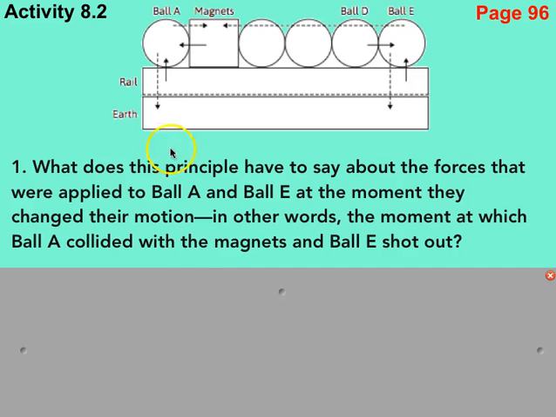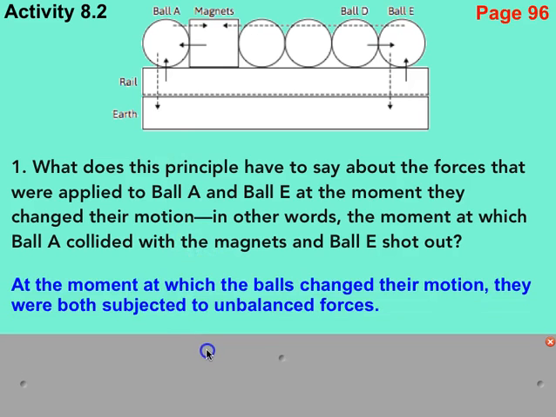All right, so you had a chance to answer the question. At the moment at which the balls changed their motion, they were both subjected to unbalanced forces. How else could they have changed their motion? Ball A was traveling to the right, but then it stopped. To slow down and stop, you have to have unbalanced forces working against the direction of motion. And ball E, which was motionless, shot out to the right. So again, it sped up, it started moving, it changed. It had to have been subjected to unbalanced forces. So how'd you do on that question?